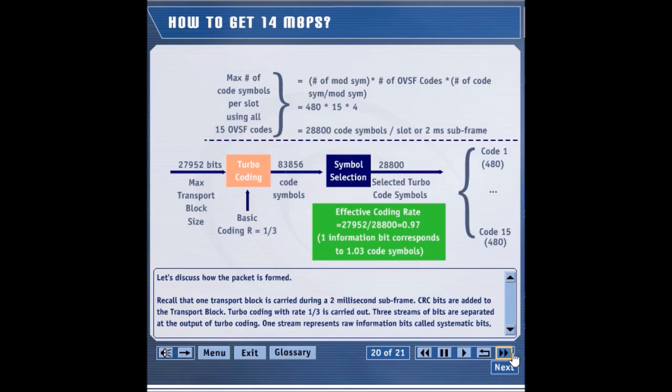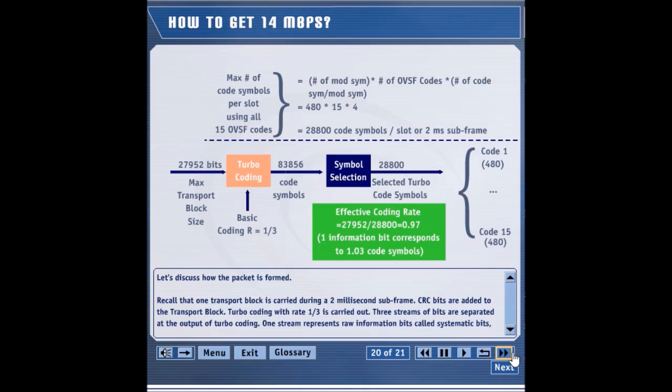Now let's calculate the effective coding rate. The effective coding rate is the ratio of the number of information bits and the effective number of turbo code symbols that are transmitted over the air. To find the number of turbo code symbols, let's work backwards. We know that we can transmit 480 modulation symbols using one OVSF code at SF16. Since there are 15 OVSF codes available for the HSDSCH, we can transmit 480 times 15 equals 28,800 modulation symbols.